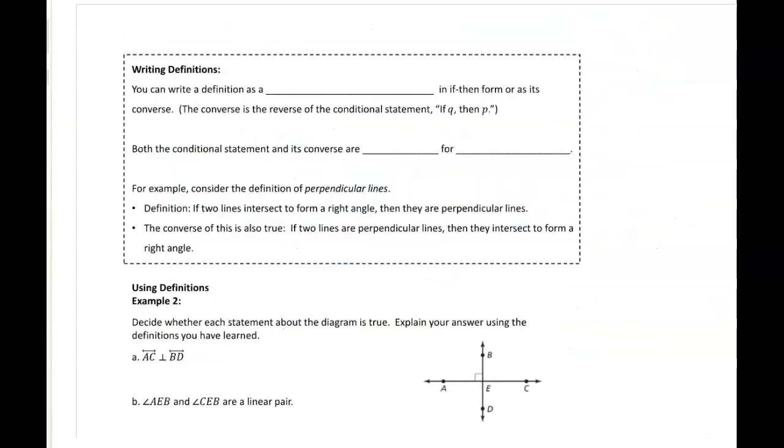Alright, so let's look at the next page now. Okay, we're going to talk about writing definitions a little bit. So when we write definitions, we can write them as a conditional statement.